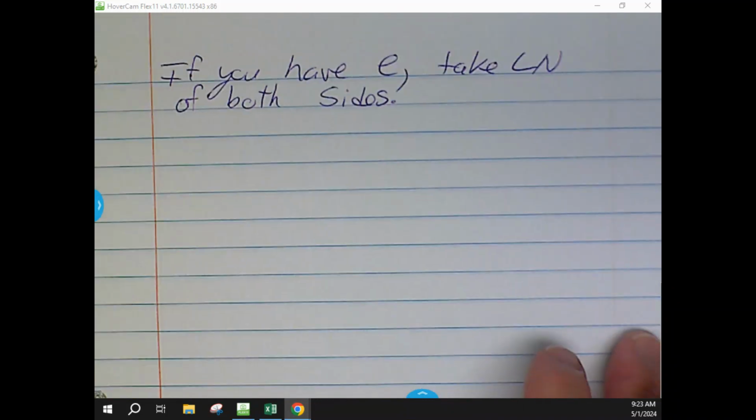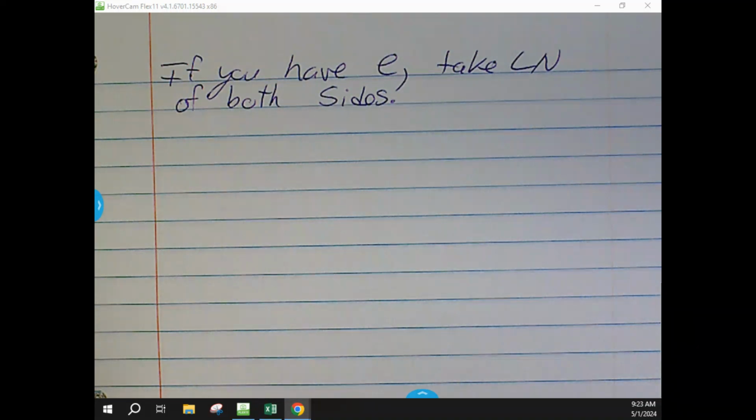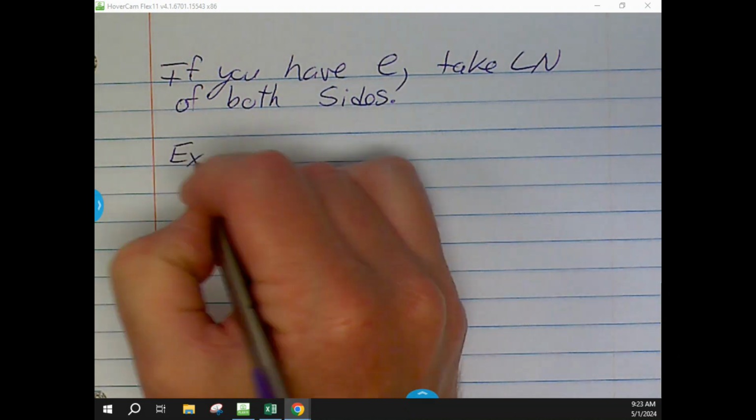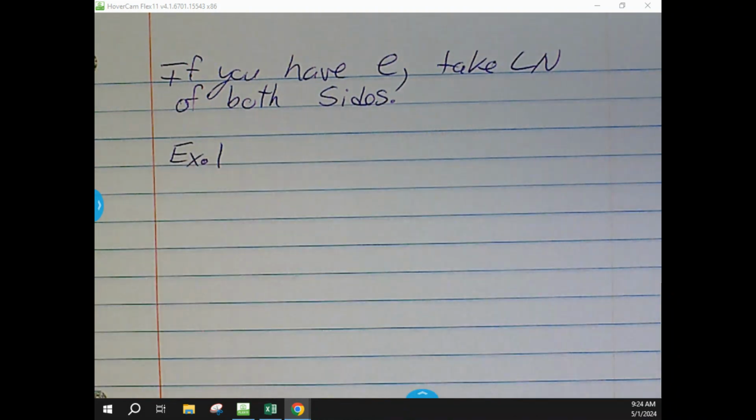Okay, so if you have e, we're going to do the opposite. Last time, if we had ln, we took e as the base on both sides. Now we're going to already have it with base e. So if you have everything with base e, you're going to take the ln of both sides. Basically, whatever they give you, you're going to need something else to cancel it out, and that's going to be pretty much the whole case with every equation that we're going to solve.